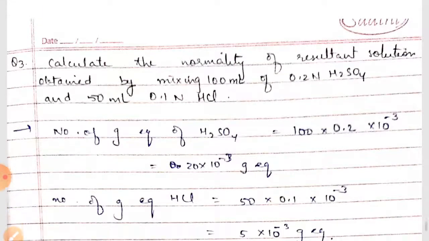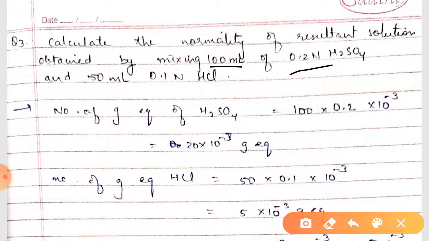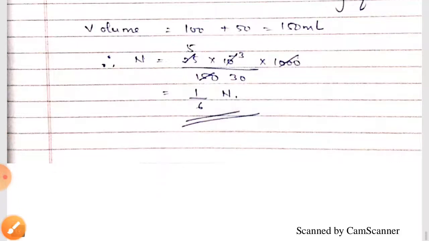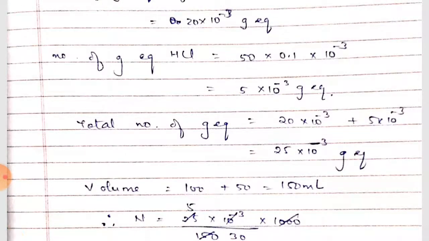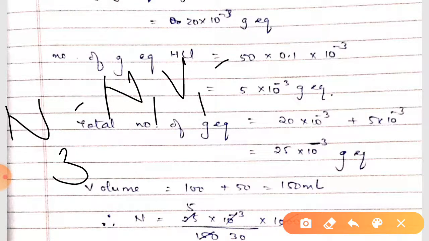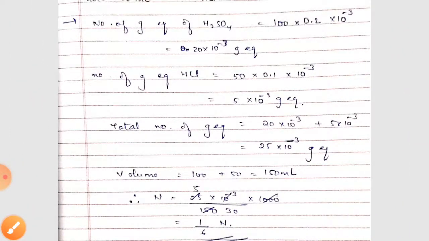Next, calculate the normality of the resultant solution obtained by mixing 100 ml of 0.2 molar sulfuric acid and 50 ml of 0.1 normal HCl. So you are mixing two solutions of acid. Both are acids, so they are not going to react chemically. So first I will write the general equation. What is the general equation? We have the general equation as N3 is equal to N1V1 plus N2V2 upon V3.